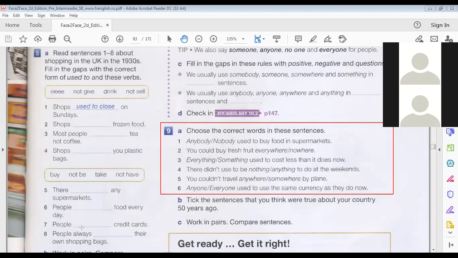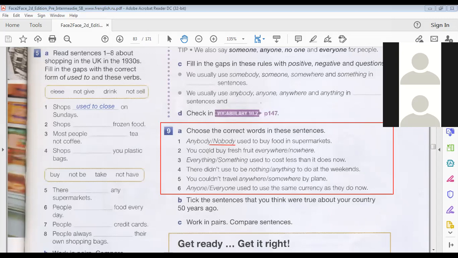Okay, now what about number 2? What do you think, Samiha, number 2? What should we use here? You could buy fresh fruit everywhere. That's correct. You could buy fresh fruit everywhere. That's correct, yes.